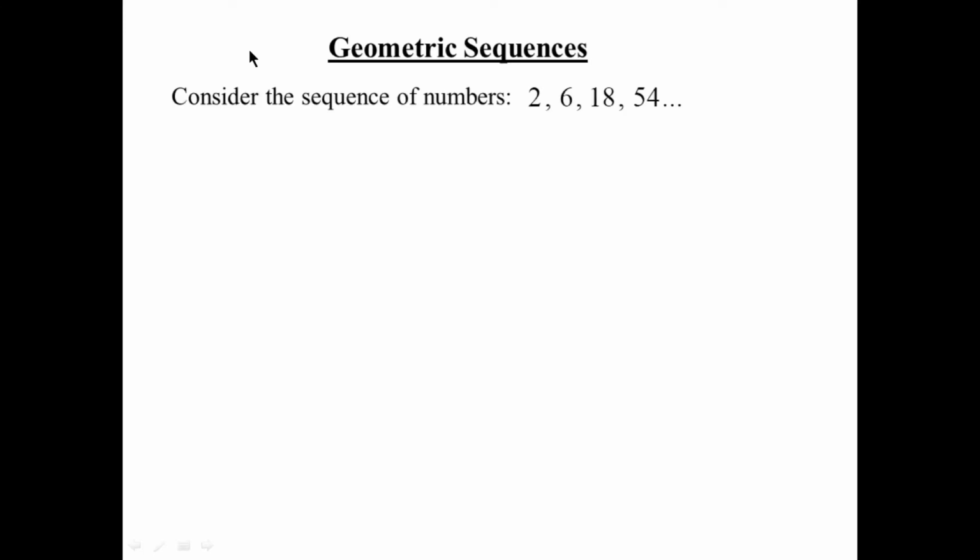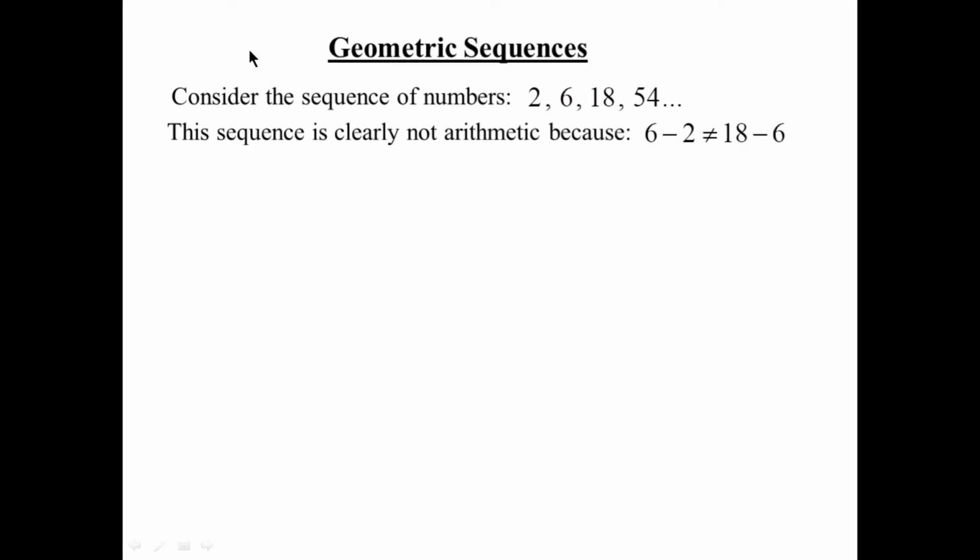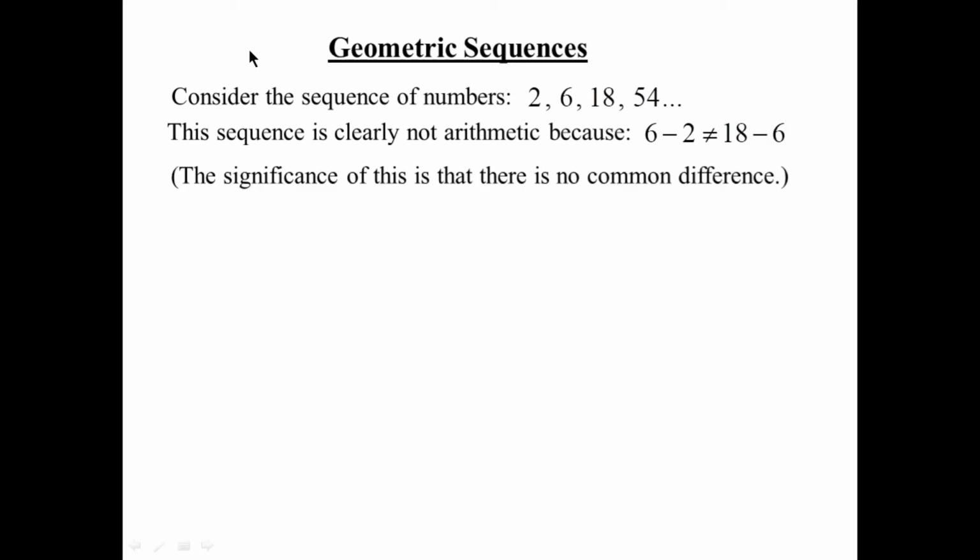Consider a sequence of numbers 2, 6, 18, 54. This sequence is clearly not arithmetic because when we subtract backwards, 6 minus 2, we do not get the same thing as when we subtract backwards, 18 minus 6. And that's the condition for arithmetic sequences. The significance of this is that there is no common difference.